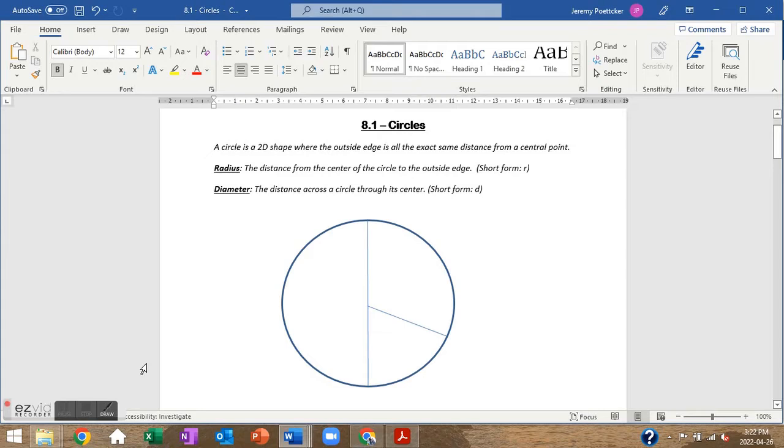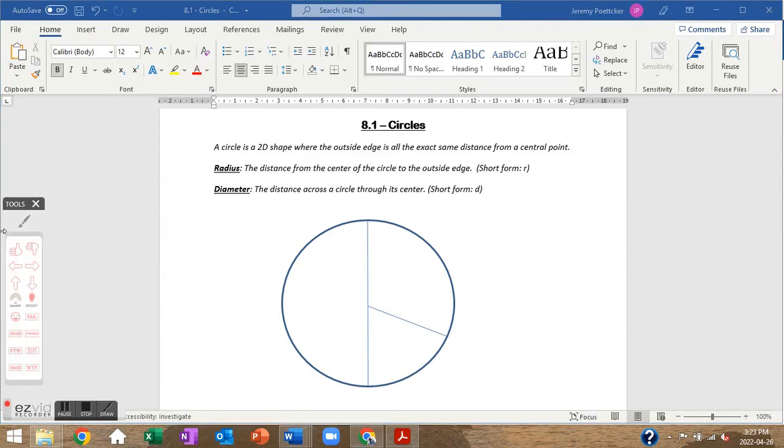Alright, starting in on circles, all kinds of shapes. Yesterday you did some 3D stuff, today we're looking at 2D shapes. Specifically circles. And a circle is a special 2D shape. If you'd like to have the fancy definition, there it is. Where the outside edge is all the exact same distance from a central point.